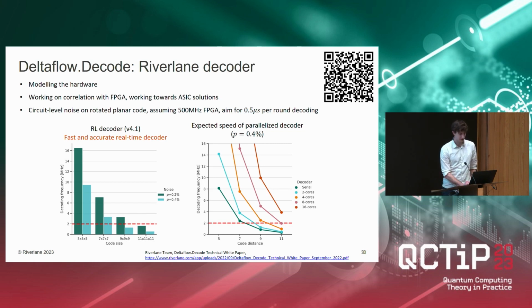And we can see that as we increase the number of cores, so here different colors are increasing number of cores, our decoding frequency is expected to go up. And we're expected to be able to decode distance 11 codes and beyond using a relatively modest number of cores, here considering up to 16 cores, but there's no reason why in the future we wouldn't be able to go to more cores.